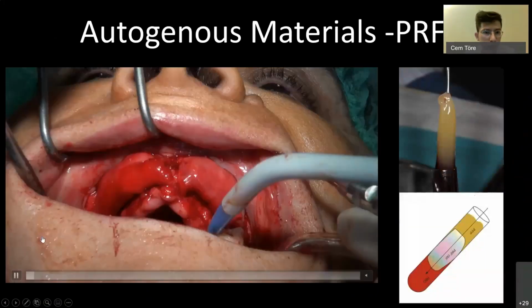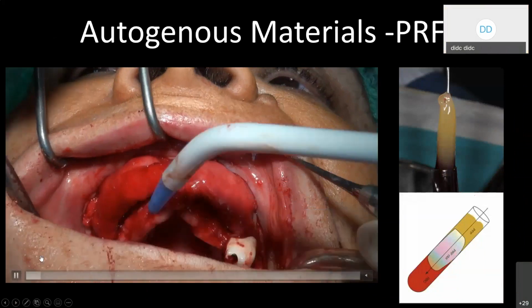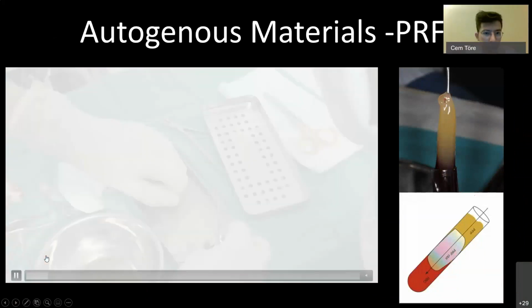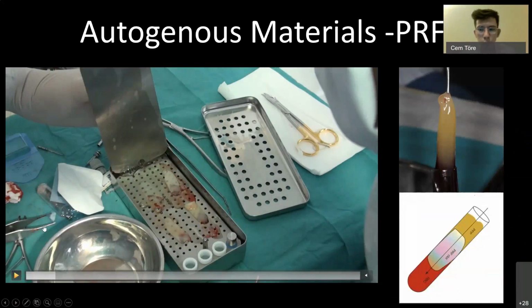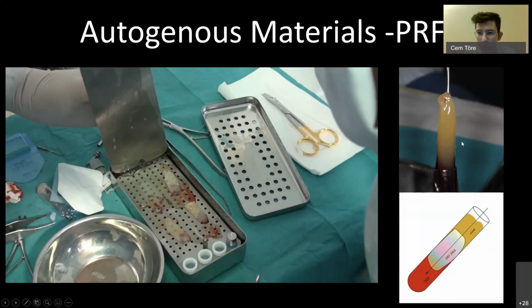Another autogenous material we can use is the PRF. Here we are seeing the aftermath of an augmentation, a double-sided augmentation. We take PRFs, as we know, from centrifuging venous blood. We take this part, and then this is a tool we use. We place these PRFs here, and then we put a weighted plate on top of them to turn them into thin membranes.